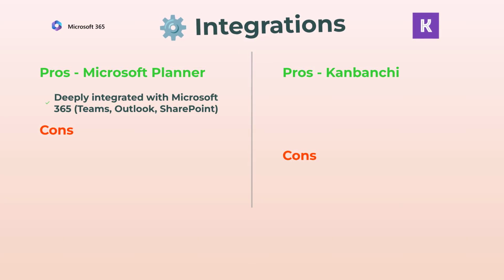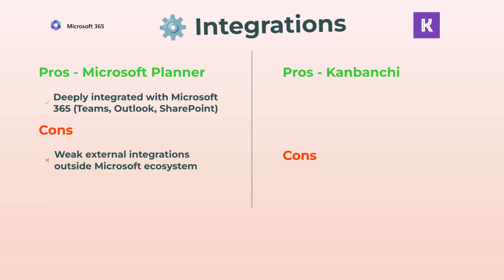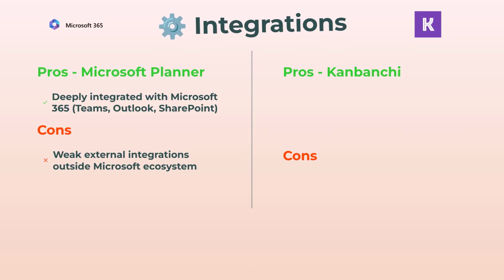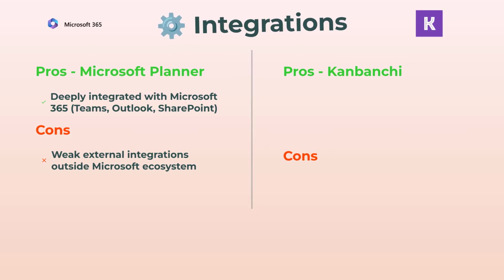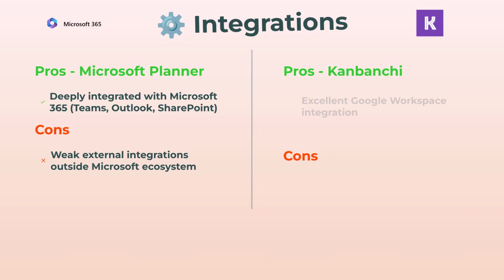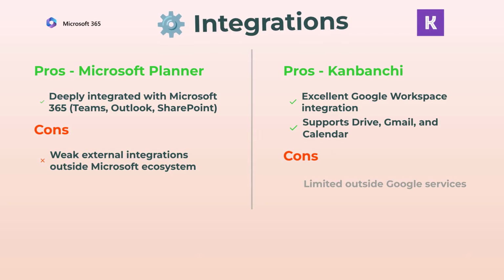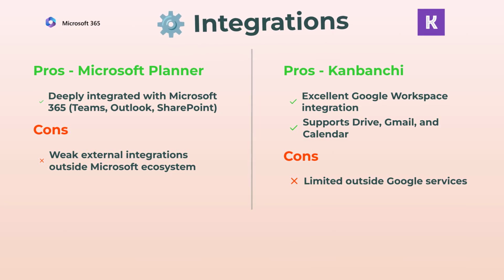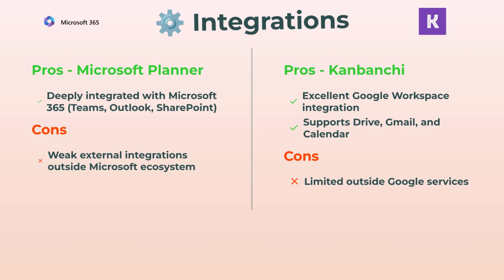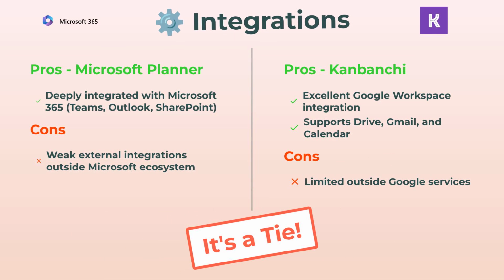Alright, let's talk integrations. Honestly, this one's neck and neck. Microsoft Planner slots right into Teams, Outlook, SharePoint. Like, it's smooth as butter for M365 folks. But try to connect with anything outside that bubble, and it's definitely limited. Kanbanchi, on the other hand, is basically glued to Google Workspace. It gets along perfectly with Drive, Gmail, Calendar, all the Google goodies. But again, if you're thinking of using, say, Slack or Notion or something outside Google, not so much. Both are amazing if you're deep in their worlds, so let's just call this a tie.